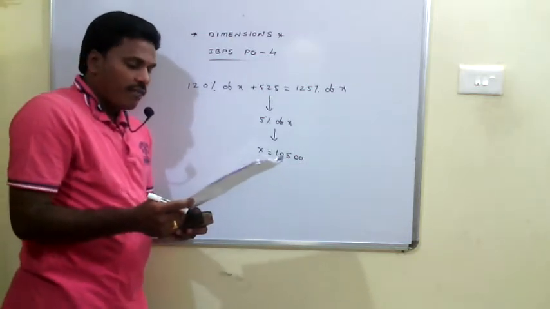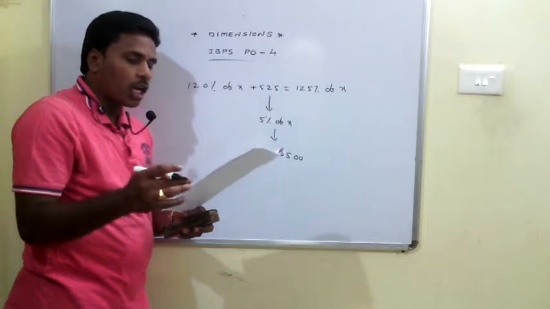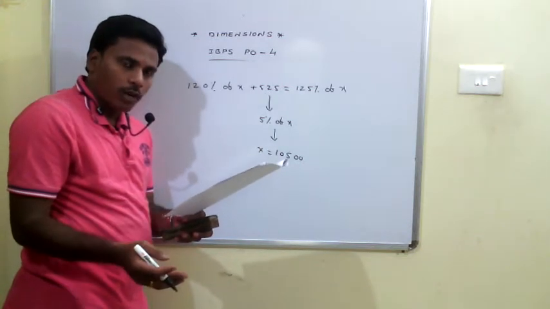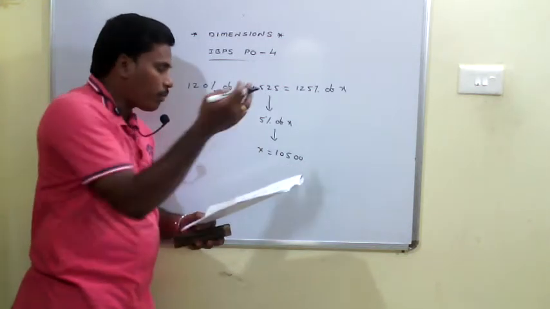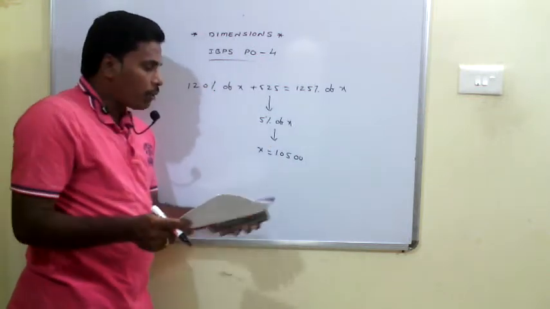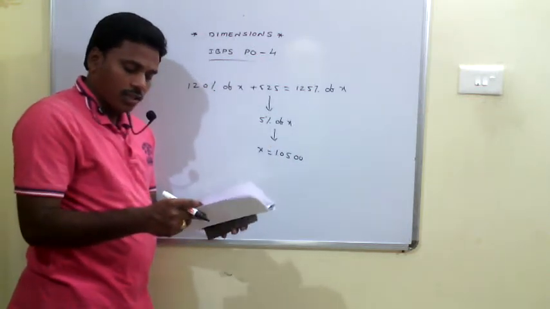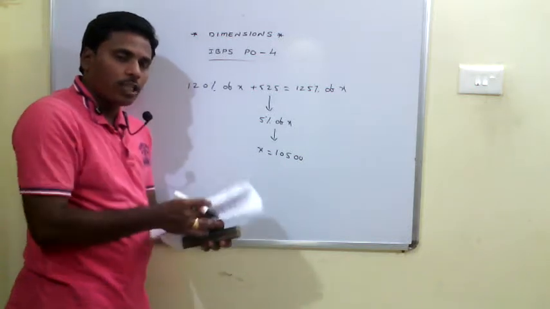Now the question is, for what value should he sell it in order to gain 40%? In order to gain 40%, the selling price is 140% of this cost price. So 140% of 10,500, which is nothing but 14,700, is your answer.